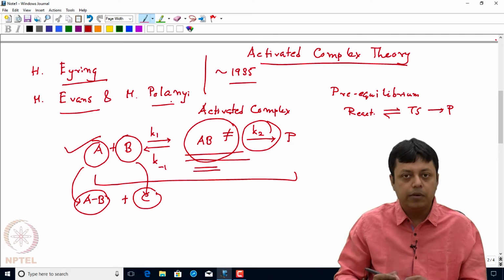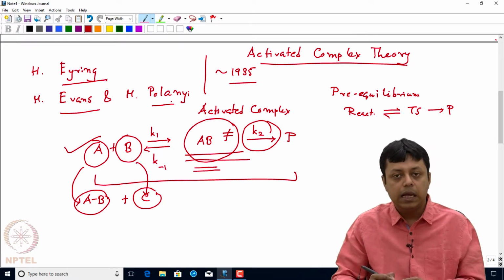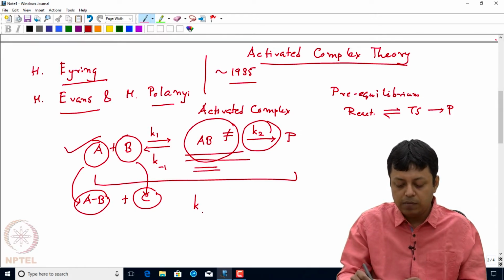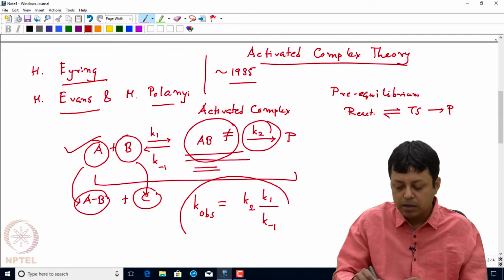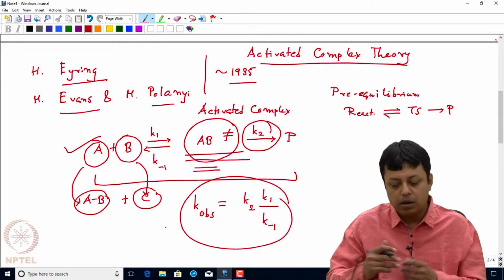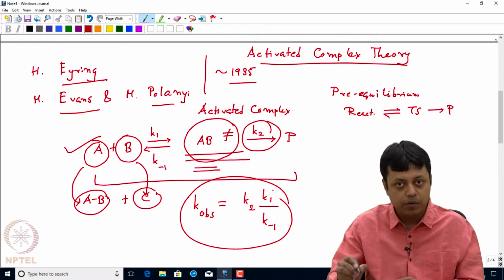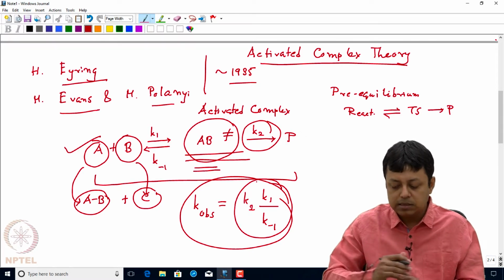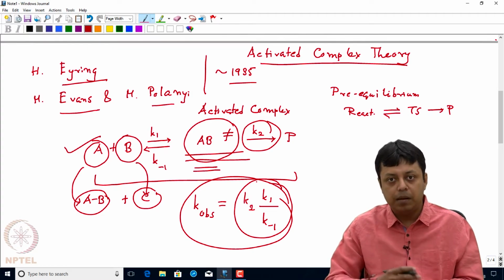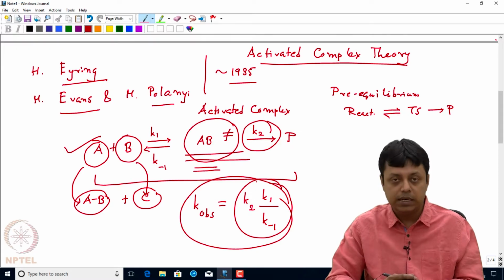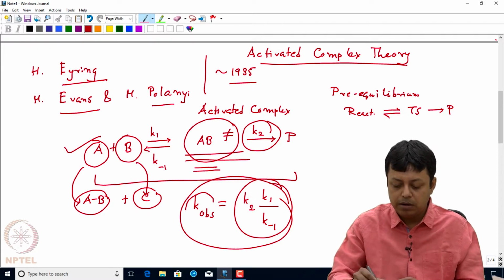Now, what will be the rate constant if I actually apply the pre-equilibrium condition? All of you know that we have already derived it. The observed rate constant will be nothing but a combination of rate constants, which will be k2 k1 by k minus 1. We already showed it. So, according to Eyring and Polanyi, what we now have to calculate is this in terms of these rate constants. Can we actually get some other parameters with which we can calculate the observed rate law?